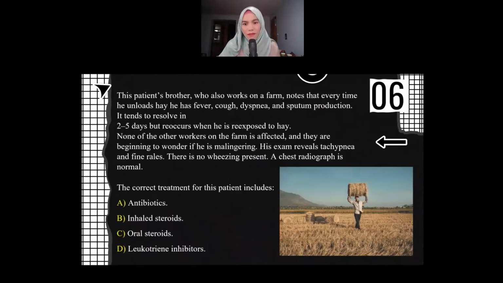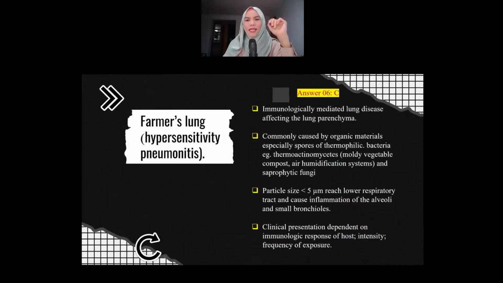The correct treatment of this patient includes A. Antibiotics, B. Inhaled steroid, C. Oral steroid, or D. Leukotriene inhibitors. The answer is C. What is the diagnosis? It's farmer's lung, or hypersensitivity pneumonitis. Farmer's lung is an immunologically mediated lung disease affecting the lung parenchyma, commonly caused by organic material, especially spores of thermophilic actinomycetes.